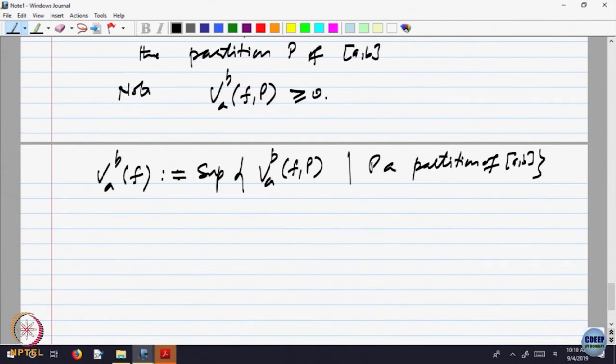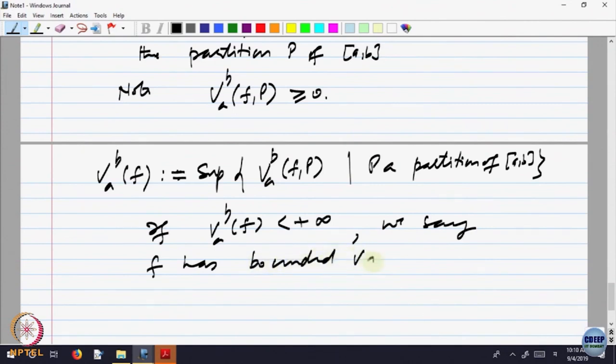So, what are the possibilities? This number, which is the supremum of these non-negative numbers, may be a real number, or this set may not be bounded above. If it is not bounded above, we say the variation is infinite, right. If V_a^b(f) is finite, meaning this set is bounded above and the supremum exists as a number, we say f has bounded variation. So, look at the variation of the function with respect to all partitions. If the supremum of that is finite, we say the function has finite variation, or the function is of bounded variation, either way.